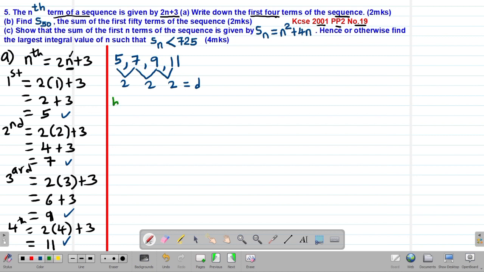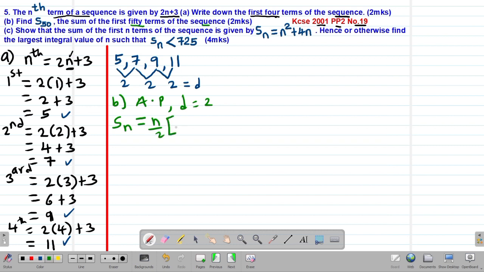In part B of the question, we are asked to find S50, that is the sum of the first 50 terms of this particular sequence. Now that we have identified that it is an AP, because we have seen that it has a common difference, which of course we have found to be 2, then we know that the sum of terms for any arithmetic progression is given by n over 2.